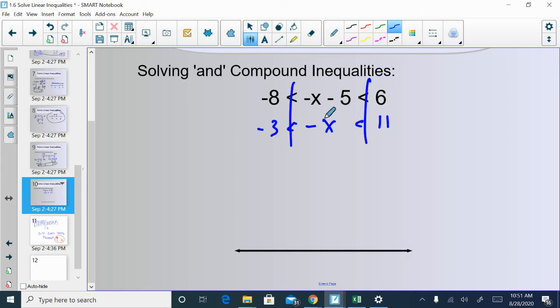But then x is not by itself right now, and it's important that you guys know how to undo this. I think you do. Keep in mind that you could write like a -1 there. So x is being multiplied by -1. The way to undo multiply by -1 is to divide by -1. So what we get is 3. Now remember, anytime you multiply or divide by a negative on both sides, or in this case all sides, that direction of the inequality has to flip.